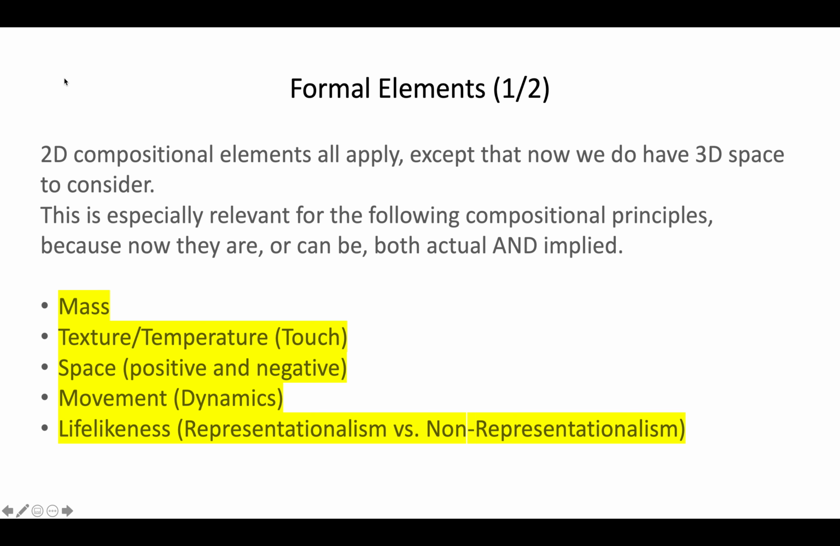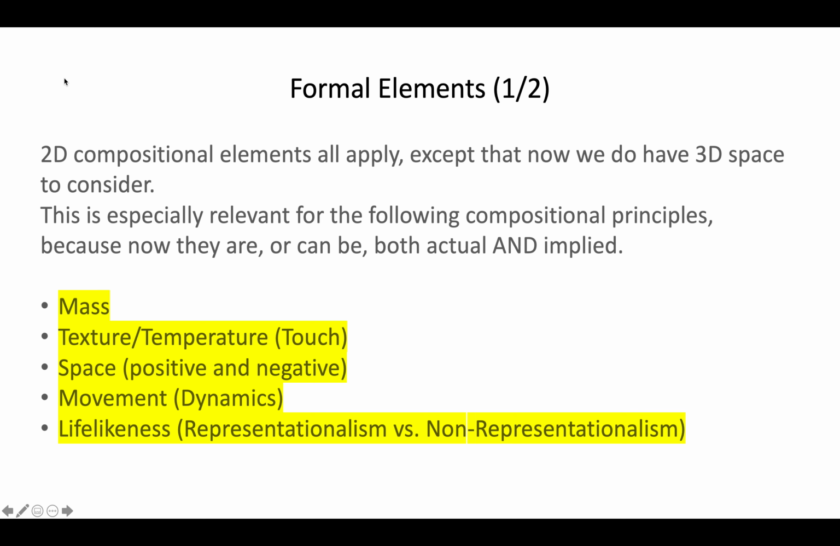And I'm breaking these formal elements down into two sets. The first one is a set of things that now in 3D become both actual and implied. Some things that were only implied or could only be implied in 2D art now also have an actual element. And so it is important to note that these are still aesthetic categories.